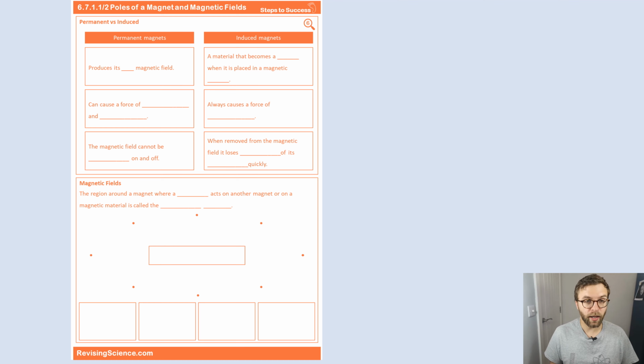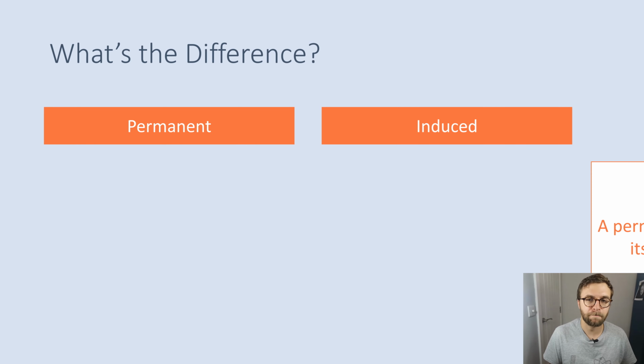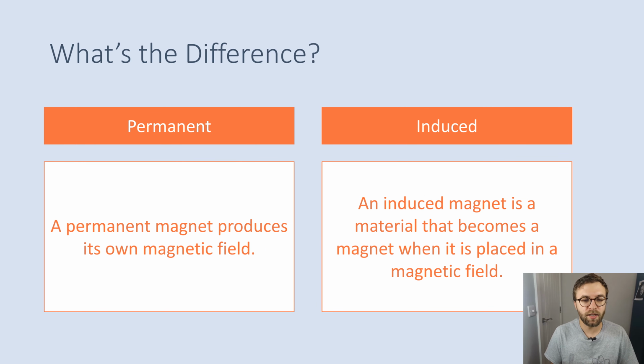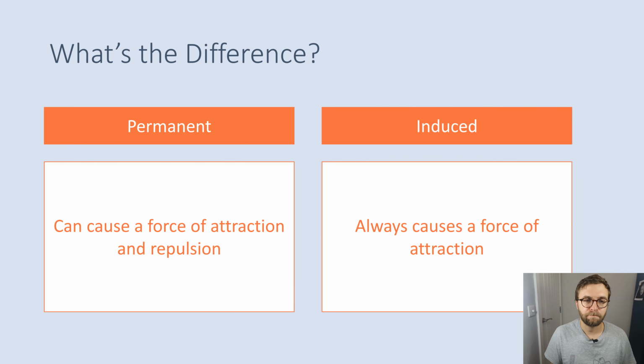Okay, so now we're going to have a quick look at the differences between permanent magnets and induced magnets, and you need to know the differences between them. It could be a really common 6-mark question comparing permanent and induced magnets. The clue is in the first name: a permanent magnet produces its own magnetic field. It's always magnetic, whereas an induced magnet is a material that becomes a magnet when you put it inside a magnetic field. You can see an example of that in the other video that's linked to this.